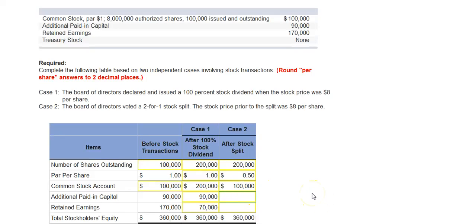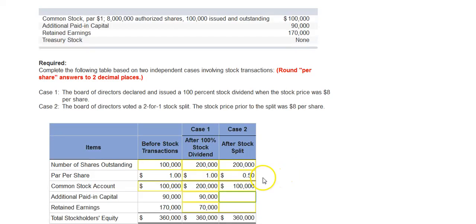So you take the split factor. Let's say it's a 4-for-1 stock split. We would multiply 4 times 100,000, and we would have 400,000 shares outstanding. And we would take the par value and divide by 4, and it would be 25 cents each. So the rule is take the split factor, multiply it by the number of shares outstanding, and then take the split factor and divide it into the par value.